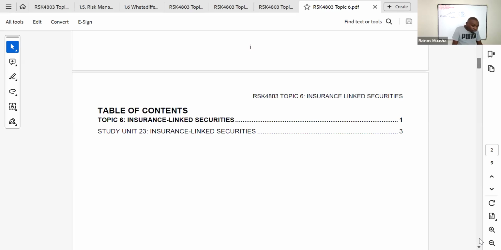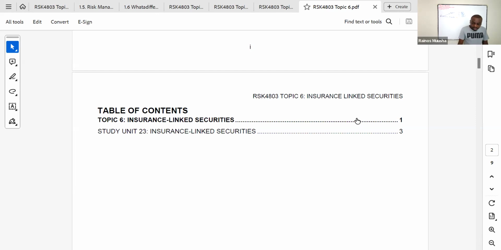A typical insurance-linked security that is common is catastrophe bonds, or in short, cat bonds. We're going to look at that in detail in topic 6, which is the last study unit. So these are the different study units we are going to be looking at for RSK4803. But please take note, I have already covered them in detail, with all the intricacies, in the video that I sent you as a YouTube link. Please ensure that you go through that video.